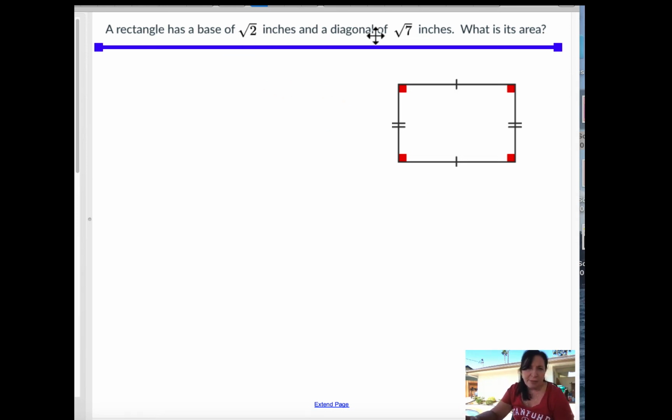A rectangle has a base of root 2. So here's my root 2. And a diagonal of root 7. So here's root 7. What's the area? Now keep in mind, this is a rectangle.